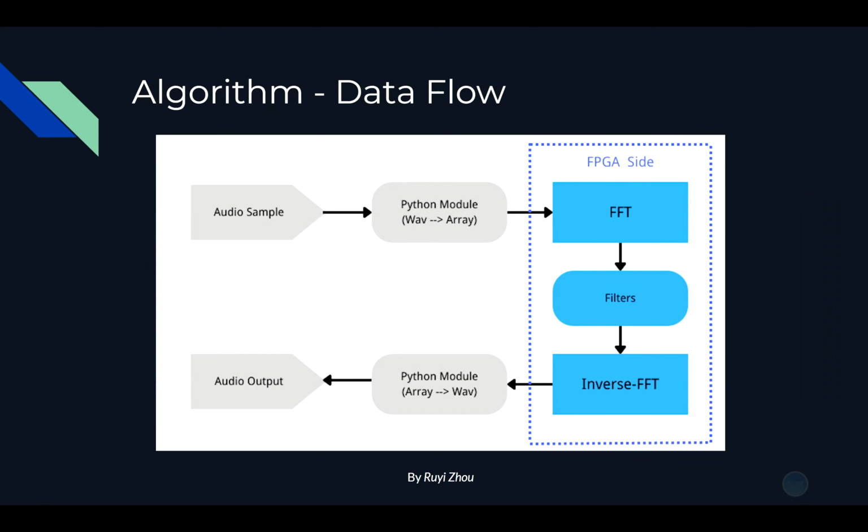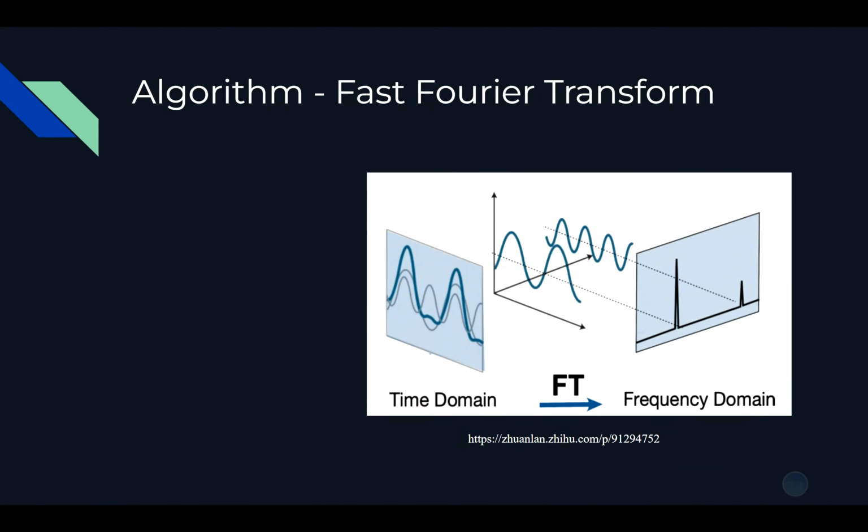This is the structure of our project. First, we have an audio sample and convert it into an array, and we feed the array into the FPGA. Then the FPGA will output the array, and we convert it back, and we can get the noise cancelled audio sample. And this is the fast Fourier transform algorithm.